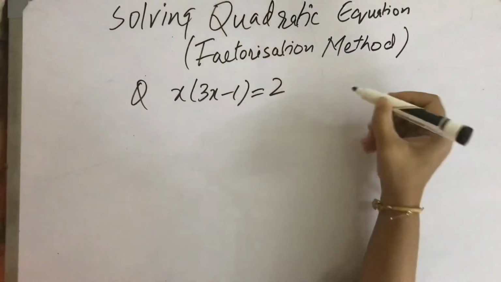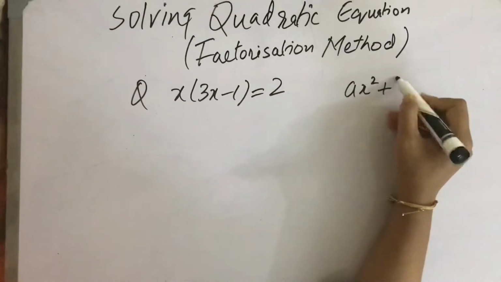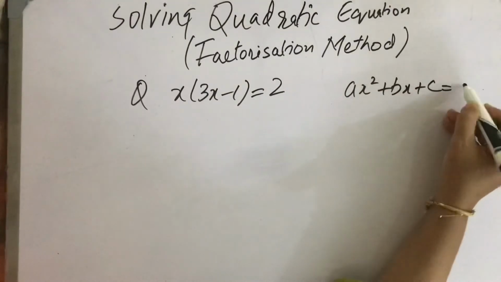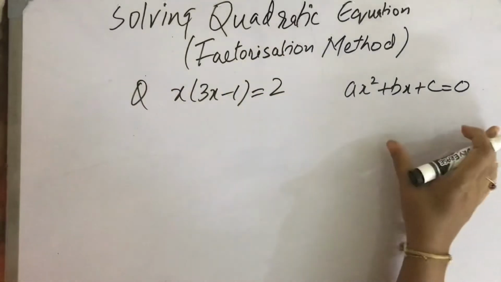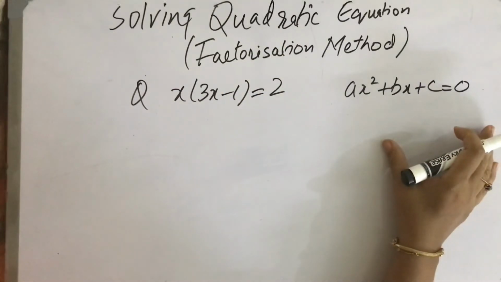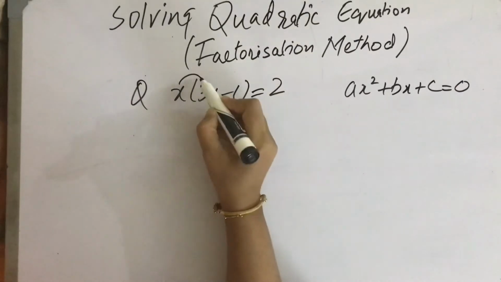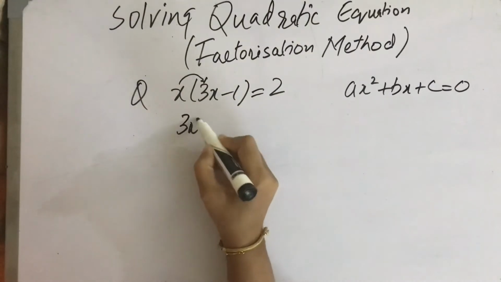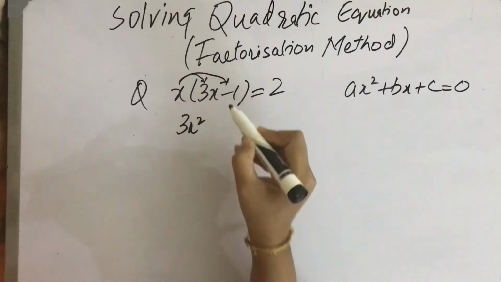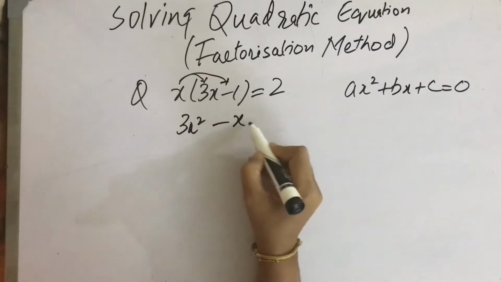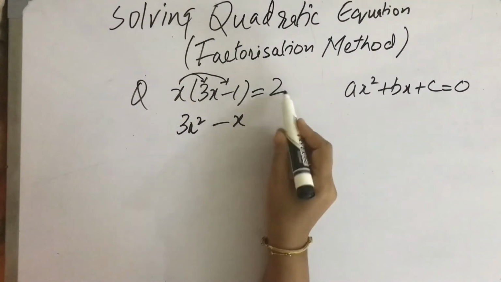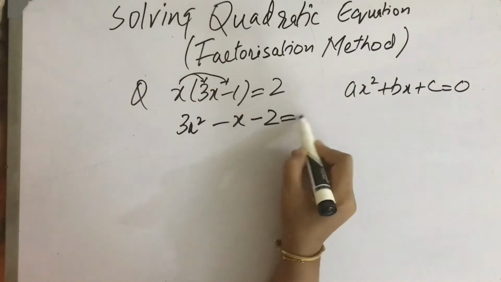Look, this equation is not in the form of ax square plus bx plus c equal to 0. So you have to convert it in general form, or you have to show that this is a quadratic equation. When you multiply this x with 3x, you will have 3x square. When you multiply this x with minus 1, you will have minus x. And then this minus 2 will go to the other side. It will become minus 2.